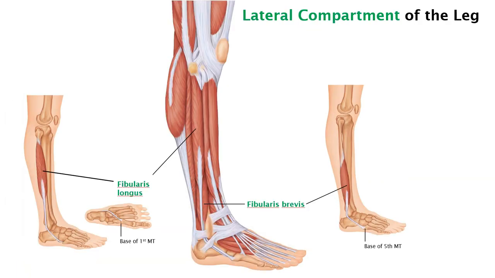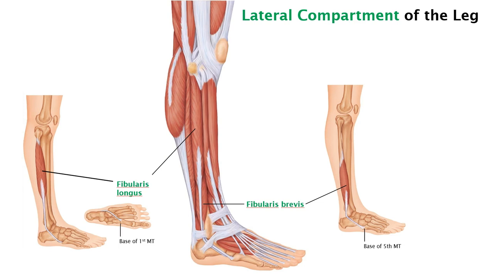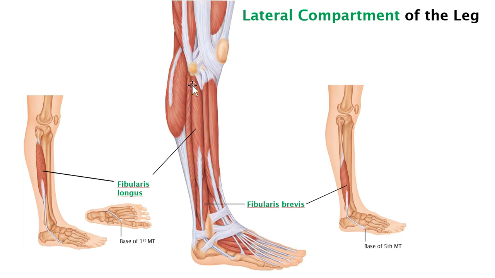The lateral compartment of the leg is very straightforward. There are two muscles, the fibularis brevis and longus, that both participate in eversion of the foot, or turning the sole of the foot out. They both attach to the fibula, as we can see in these two images, and their tendons course posterior to the lateral malleolus, which means that they both can contribute to plantar flexion of the ankle in addition to eversion.